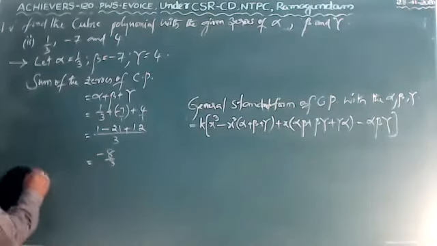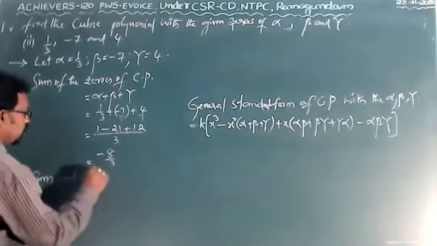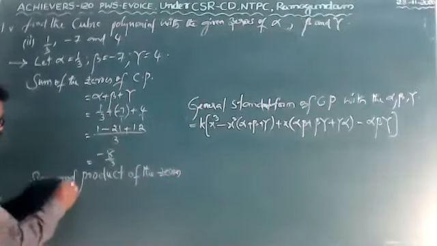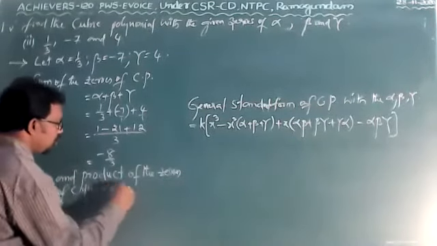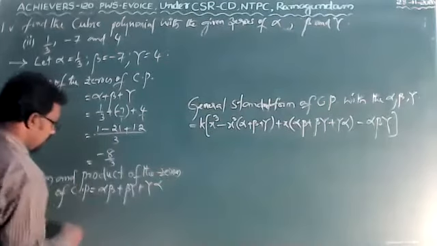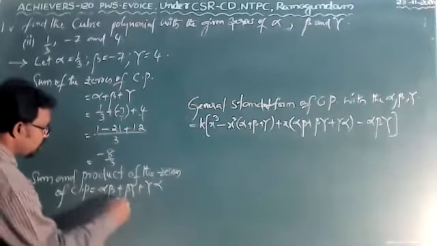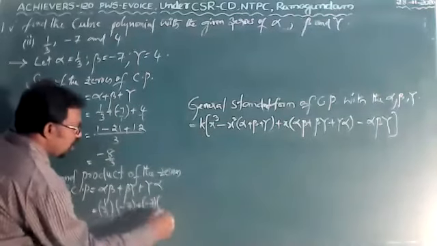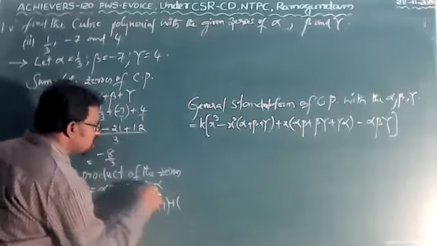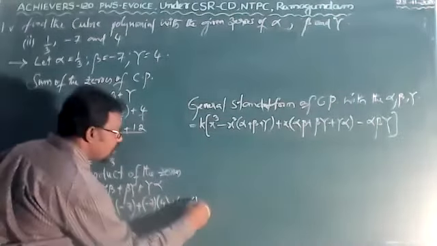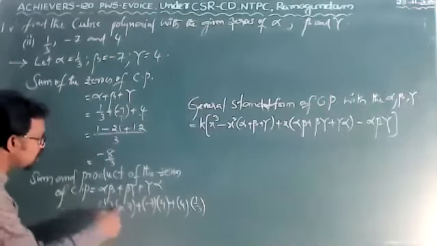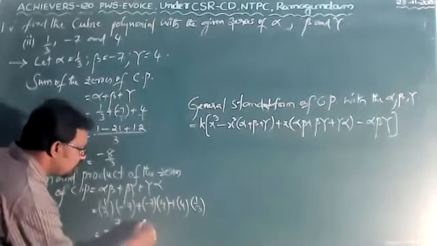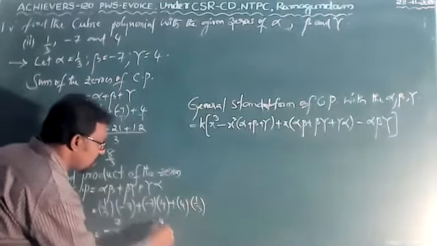Next, sum and product of the zeros of the cubic polynomial. What is the sum? Alpha beta, beta gamma, gamma alpha. What is alpha? 1/3. What is beta? -7. And again here, what is beta? -7. What is gamma? 4. And plus, what is gamma? 4. What is alpha? 1/3. Now, plus into minus, minus. 1 into 7, 7/3. Plus into minus, minus. 7 fours are 28. Plus 4 ones are 4/3.